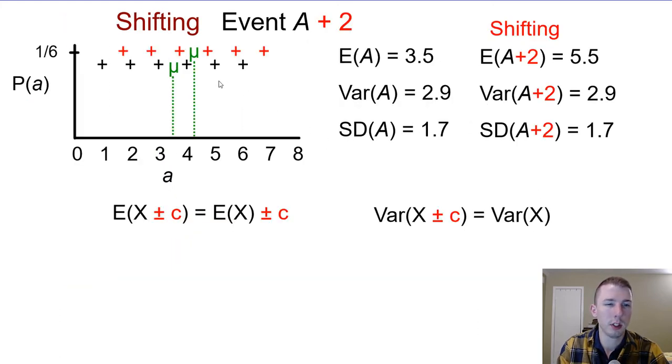All right, then we talked about shifting. So if I took our distribution and I added 2 to each outcome, then it would shift the entire distribution to the right 2. And so our expected value, our mean, is now going to be 2 higher, which would be 5.5. But if you notice, the spread of the distribution remained exactly the same. It's the same spread, just shifted over. So our measurements of spread, like variation and standard deviation, remain unchanged.